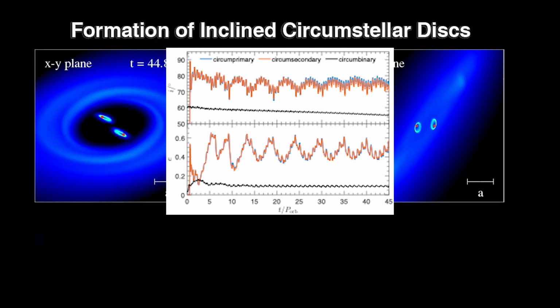There's that image. On the bottom panel we see the eccentricity, and the top panel is the inclination of these smaller disks. You can see that these oscillations are more long-lived because of the presence of accretion.